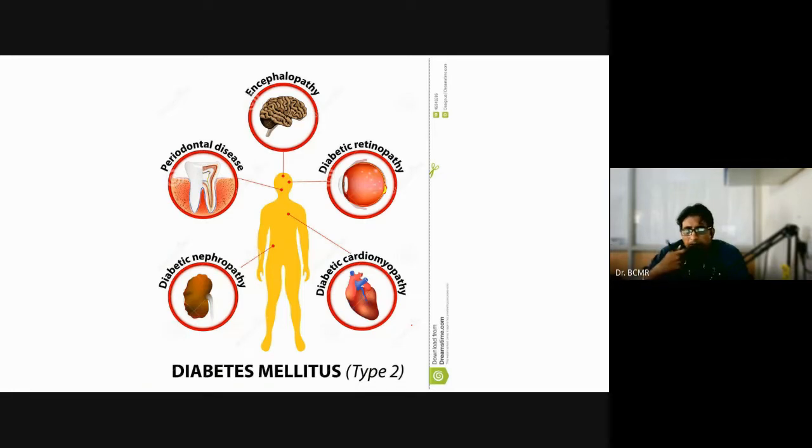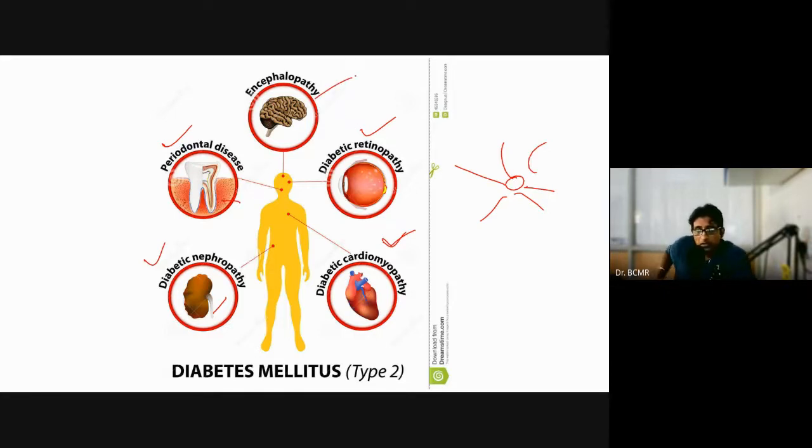So diabetes, as a complicated disease, is like you're hitting something, and because of which multiple other things are also hit. It affects many things, including diabetic cardiomyopathy, diabetic retinopathy, periodontal disease, diabetic nephropathy, that's the kidney problems, dental problems, even encephalopathy.